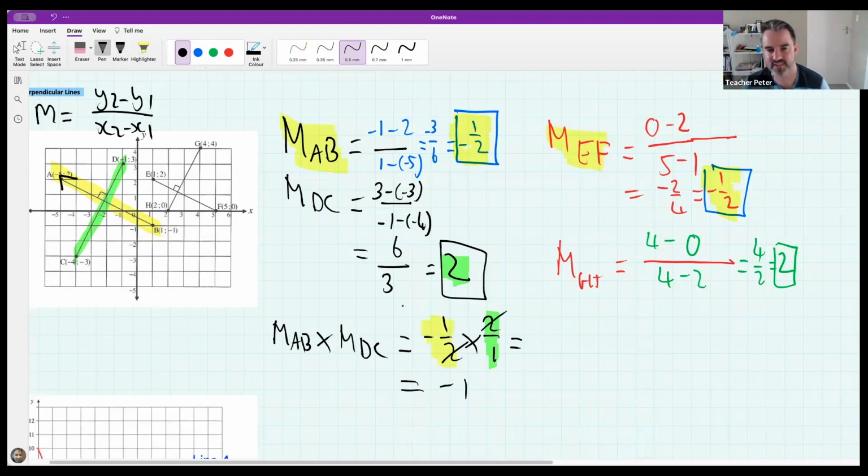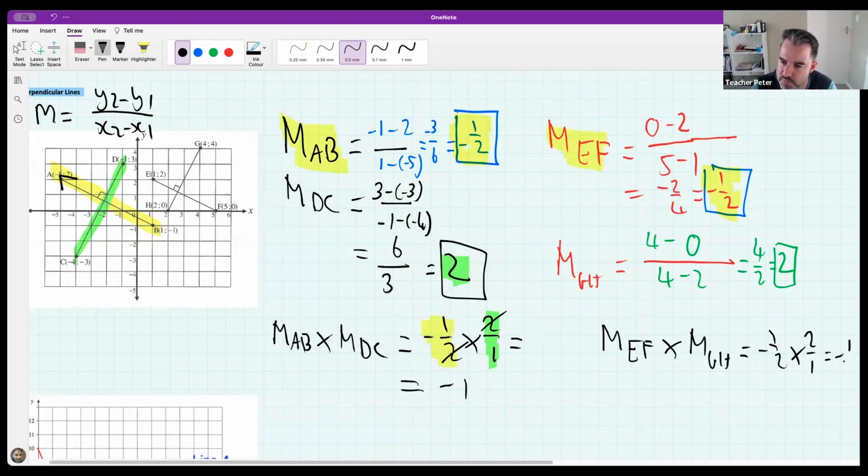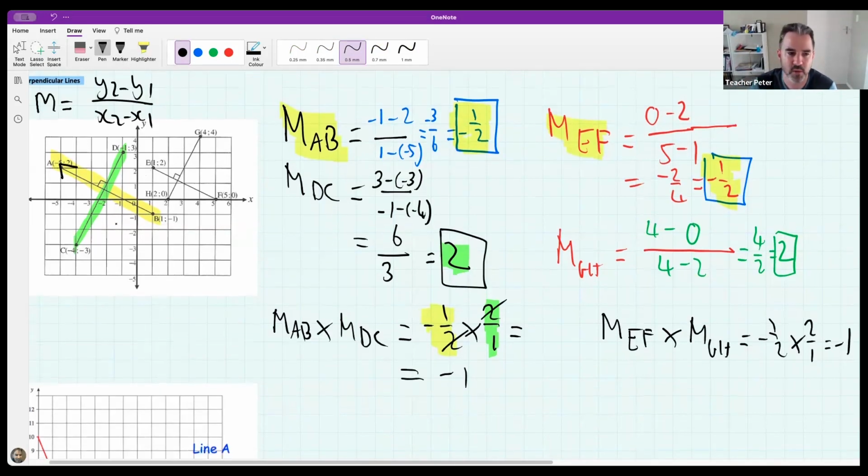And so this is something that is really important for perpendicular lines. When you multiply the gradients of perpendicular lines, you will always get minus 1. You will see the same for the second two over here. If I multiply the gradient of EF by the gradient of GH, I'm just getting minus a half times 2 over 1, which is minus 1. So we say when lines are perpendicular, you can multiply their gradients to get minus 1.